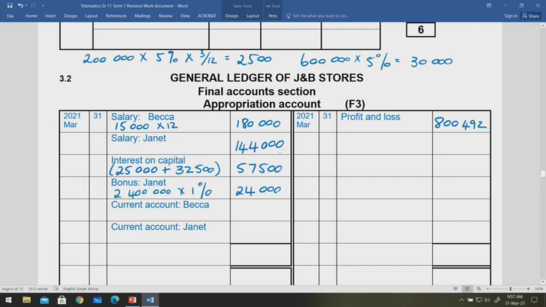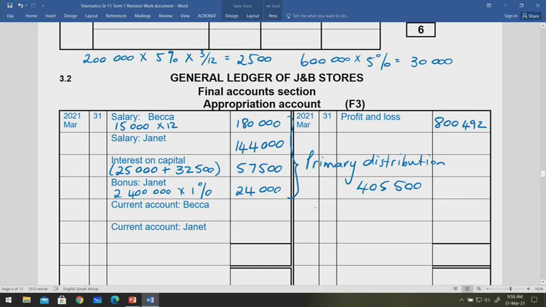And there you have the interest on capital, 57,500. Now, if you add these four, that refers to your primary distribution. And if you add that, you get to 405,500. This is also something that we're going to show in the note on the statement of financial position. When we do that, we're going to refer to that as the primary distribution.